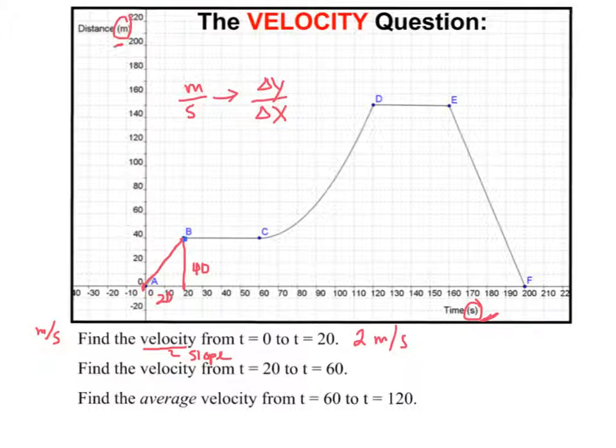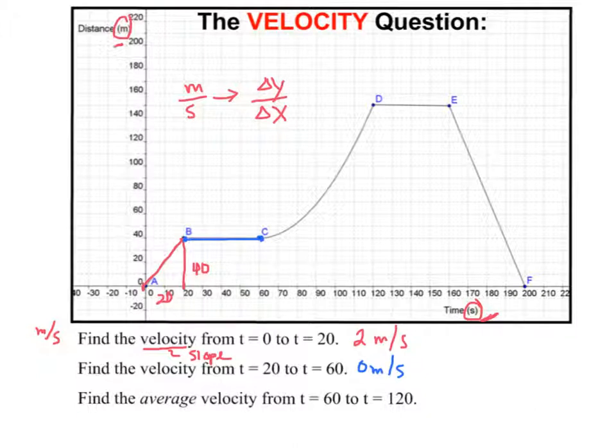Next question, we're looking for the velocity from 20 to 60. Well, here's 20, here's 60. The slope is 0. And from a standpoint of just thinking about the graph, if I tell you 20 seconds in, this object is 40 meters away, and it doesn't move, and it doesn't move, and at 60 seconds, it's still 40 meters away. Well, what's its velocity? Well, 0. It hasn't moved.